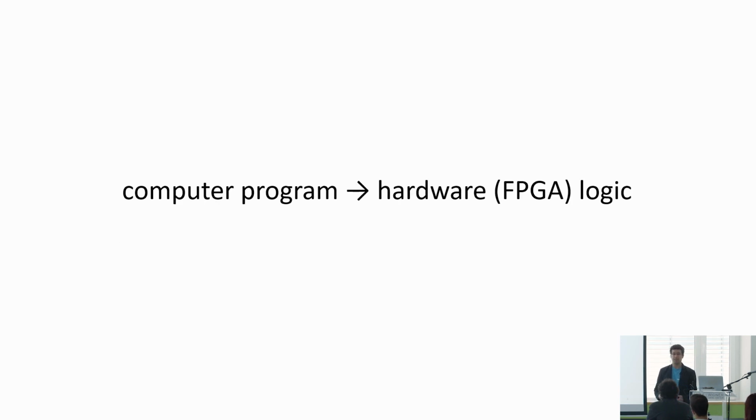What is Hastlayer? Hastlayer is basically a tool that takes a computer program and creates an equivalent hardware implementation, an equivalent hardware logic out of it. So before we had a piece of software, now we have a piece of hardware. And not just any hardware, but we are actually using FPGAs.